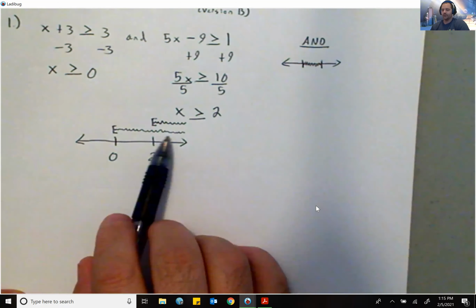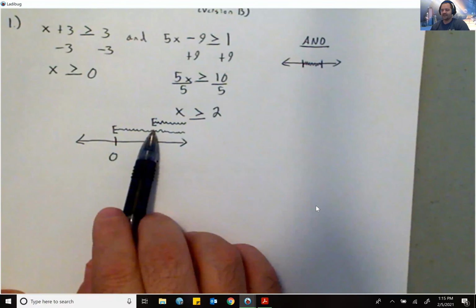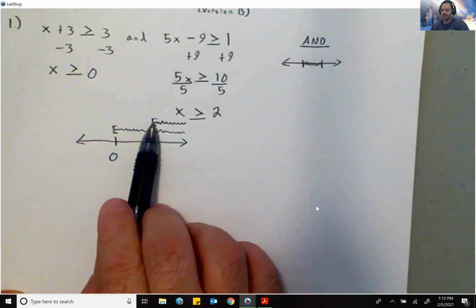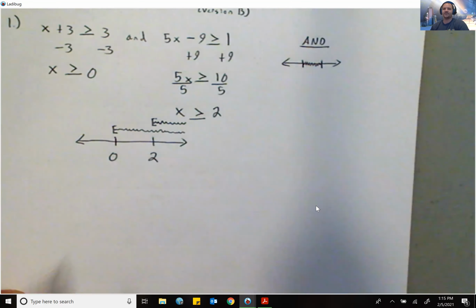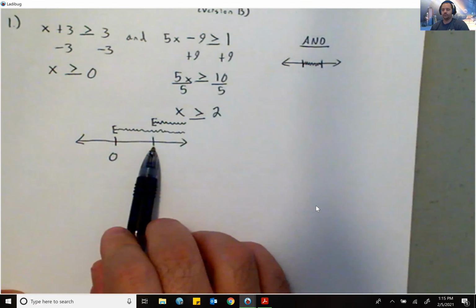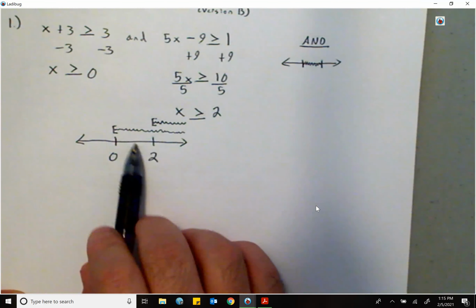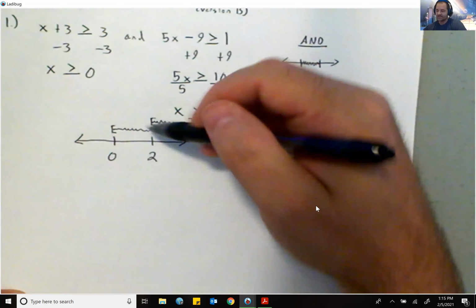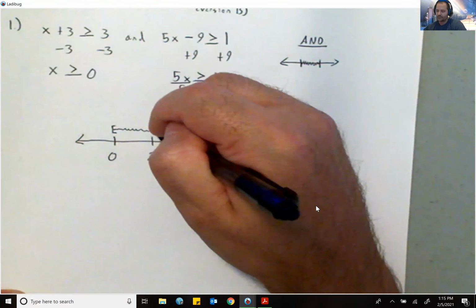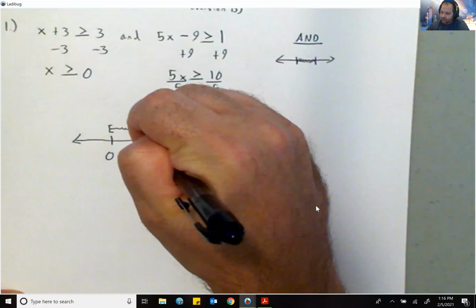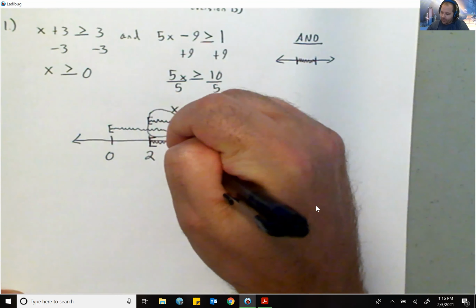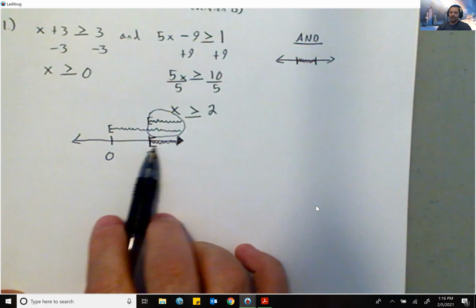So I'm doing this on paper, but if I could take these two graphs and push this one up on top of the other one, so they lie on top of each other, where would I have both graphs? Starting at 2 and going to infinity, because this is where they overlap. So we would have a bracket down here and shade to the right. So this is what our graph really looks like.